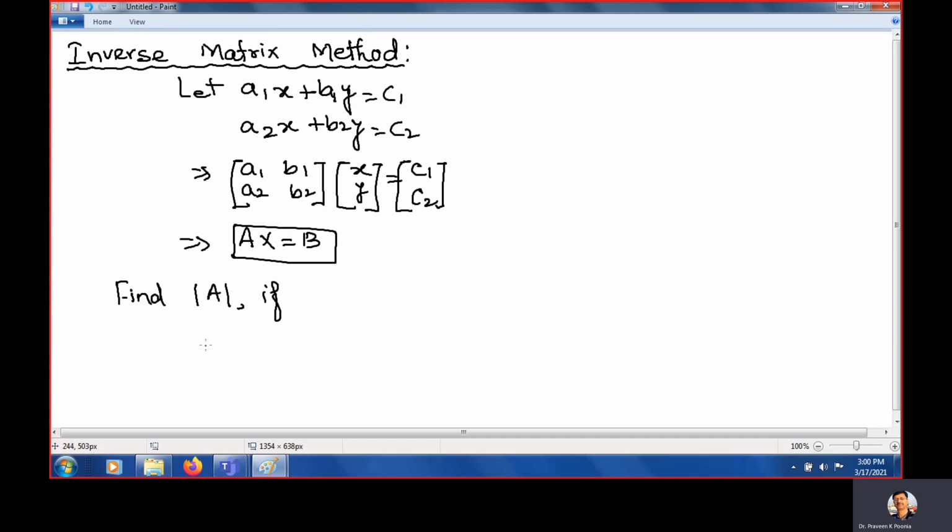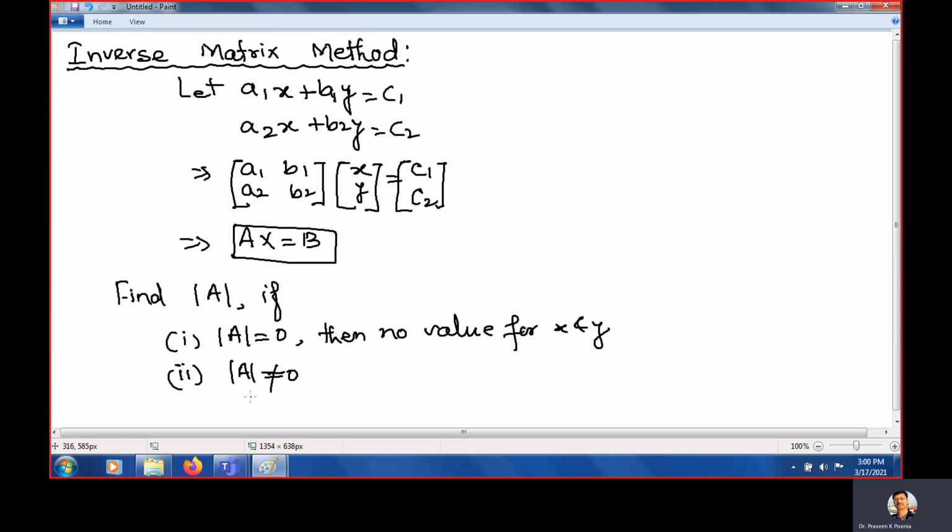There are two cases here. If the determinant of A is equal to 0, then there is no value for x and y. Clear? Number 2, if the determinant of A is not equal to 0, then a unique solution is possible.